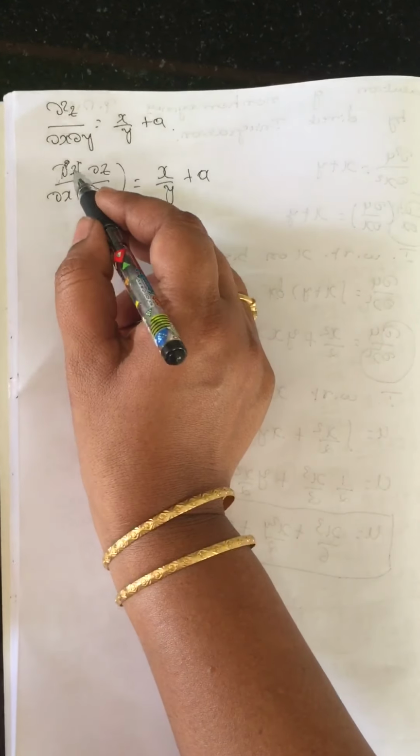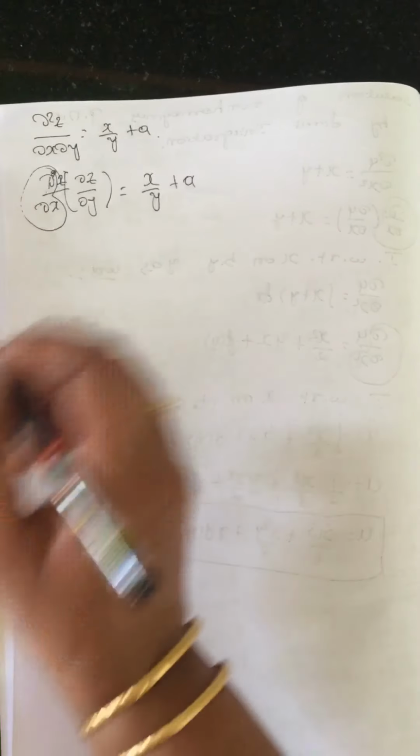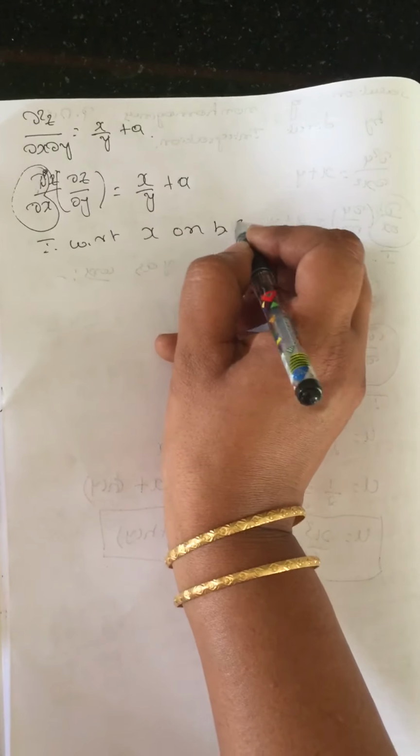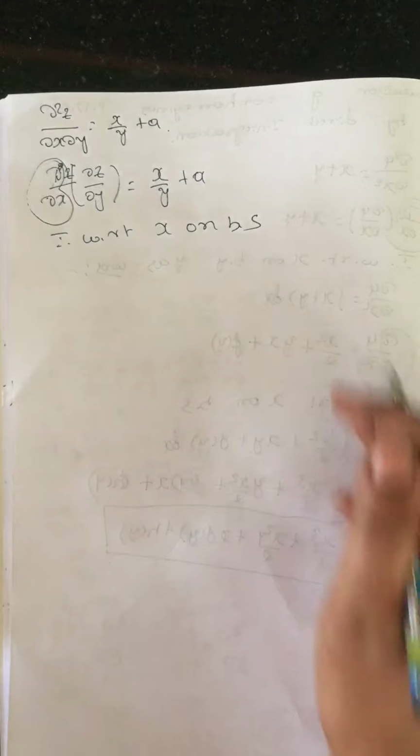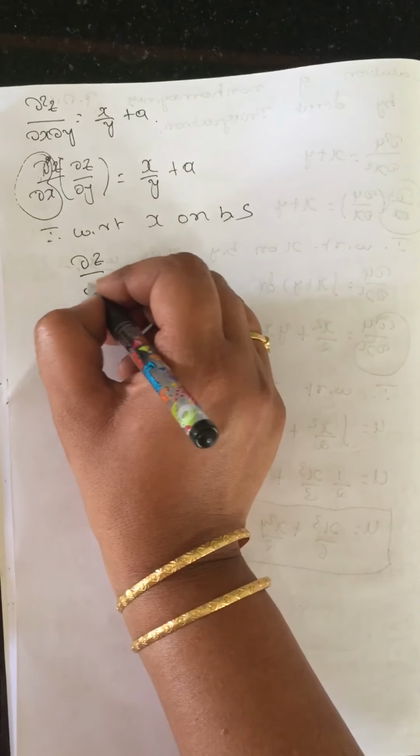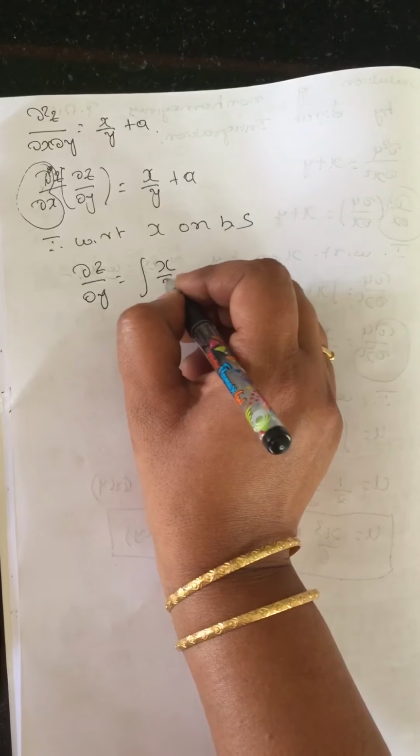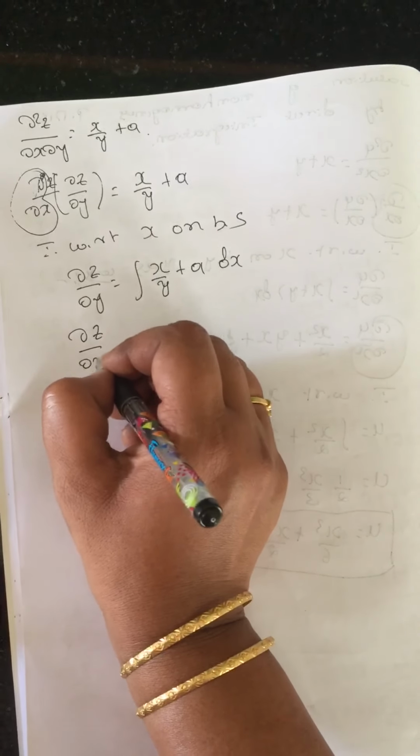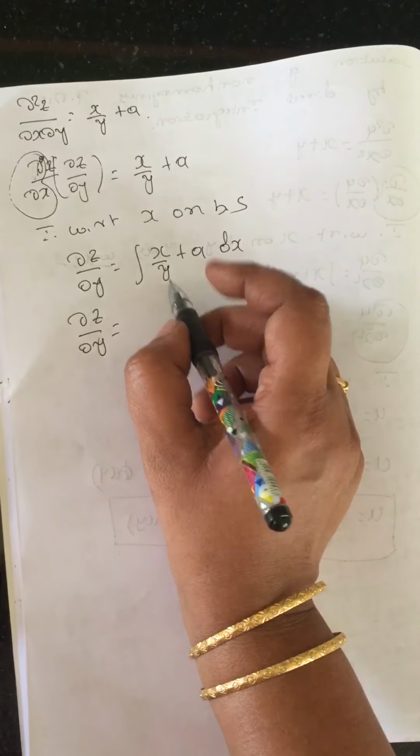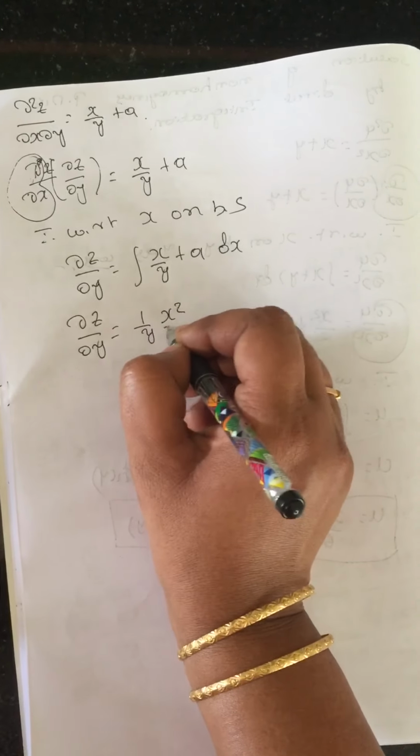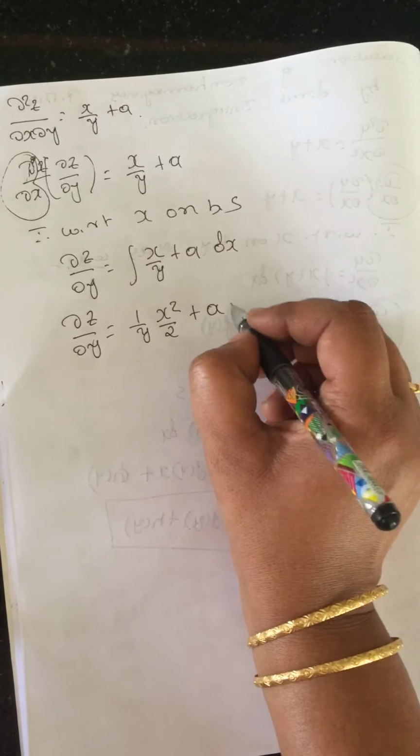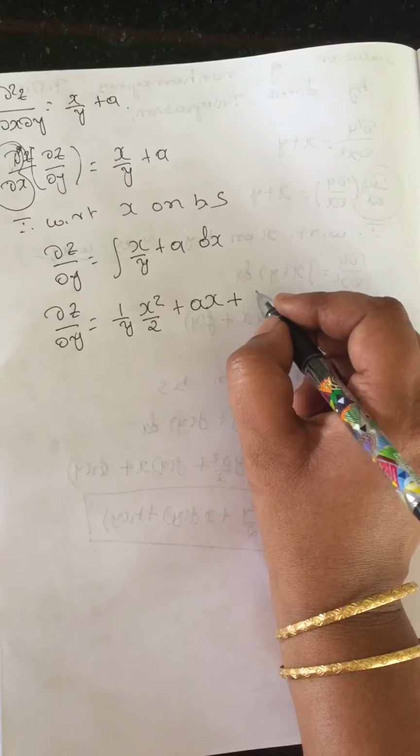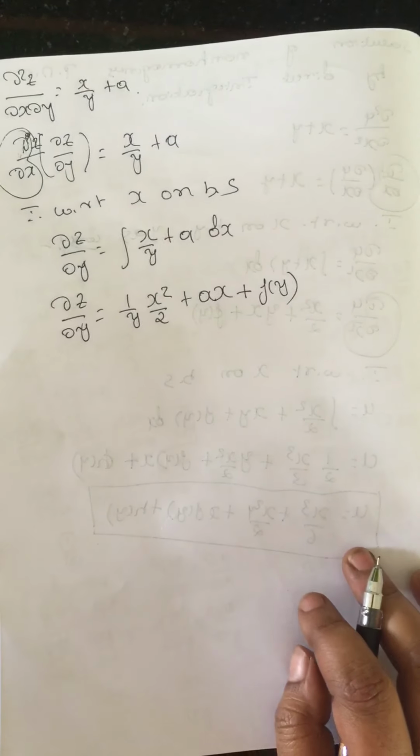Okay, now we need to first eliminate del by del x. So what do we do? Integrate with respect to x on both sides. That is del z by del y is equal to integral of x by y plus a into dx. That is del z by del y is equal to 1 by y is constant, integral of x is x square by 2, plus a is constant, integral of constant is ax, plus c. C is, instead of an arbitrary constant, we use an arbitrary function with respect to y, that is f of y.